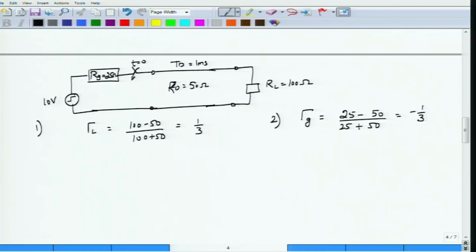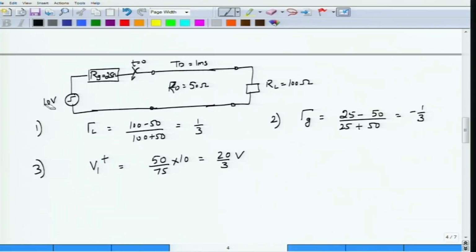Okay. The third step is to calculate V1 plus. This is the initial voltage amplitude that is launched on the transmission line. To calculate this one, you need to form a voltage divider between Rg and R0, with whatever voltage source you have, and this gives you 50 by 75 into 10, which is 20 by 3 volts. Okay.